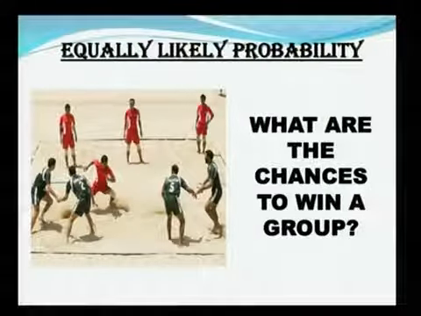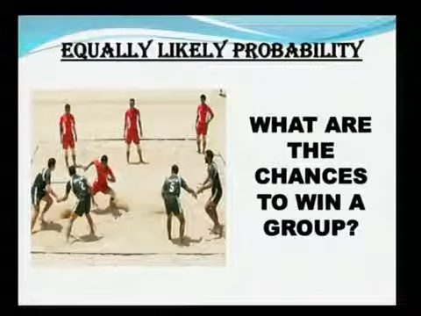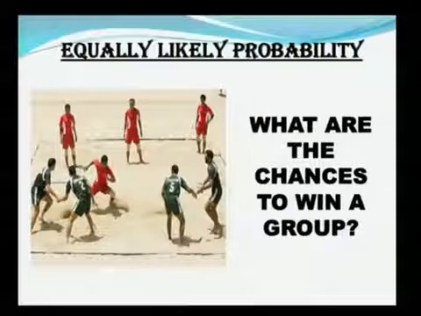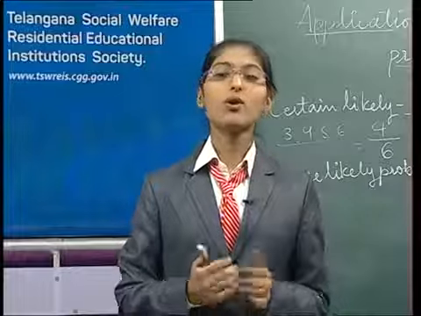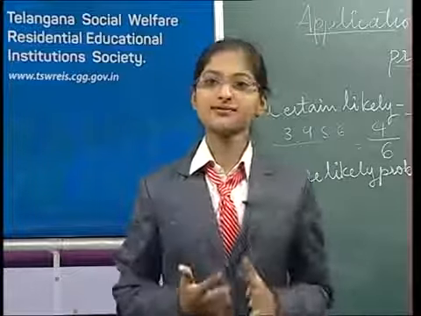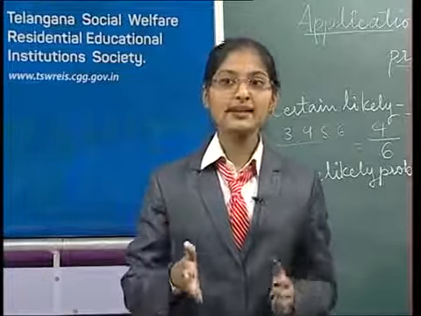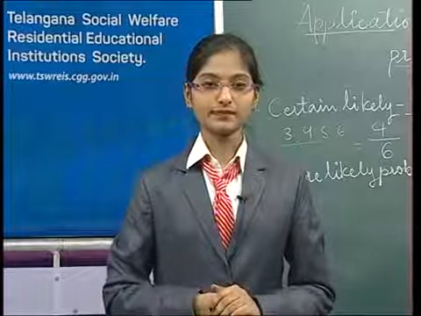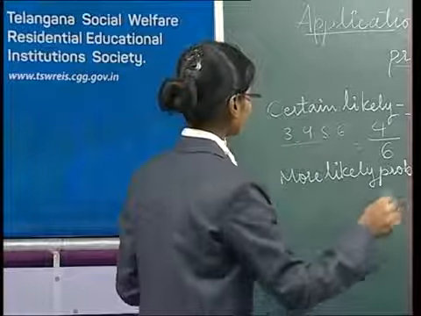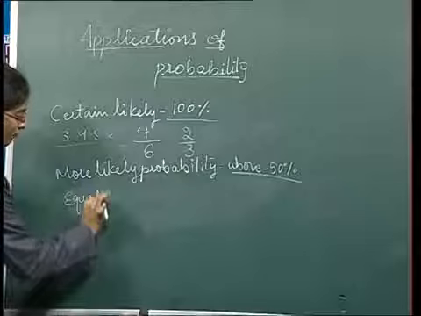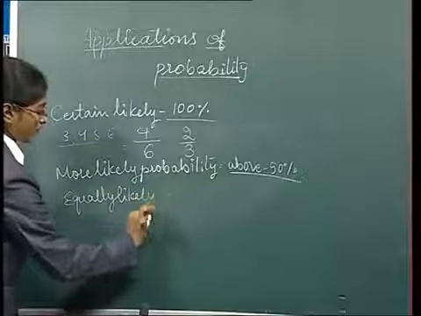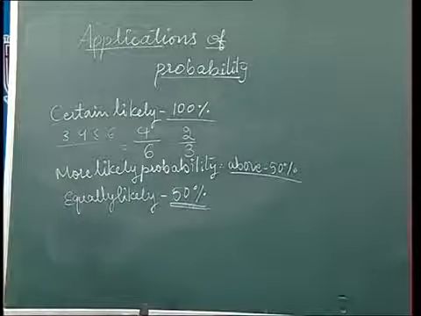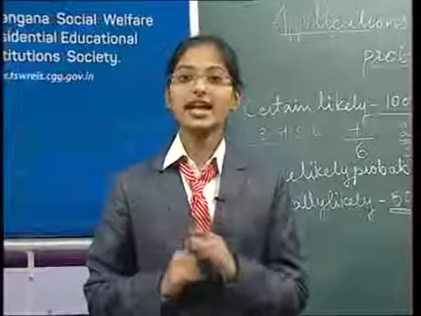For example, there is a first group and a second group. When we see both groups, there are equal chances for every group. Maybe the first group will win or the second group will win. So, both groups have equal chances of winning. So, when we can say that both are exactly equal, it comes under equally likely probability. It will be exactly 50%. It will be exactly 50%, which is called equally likely probability.